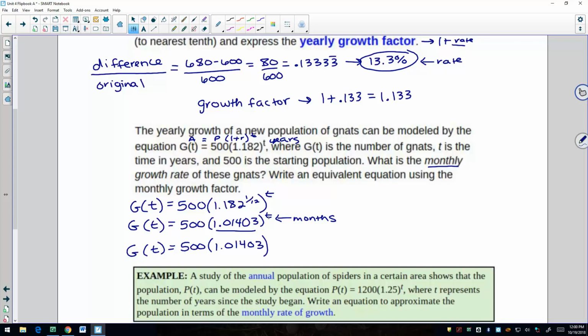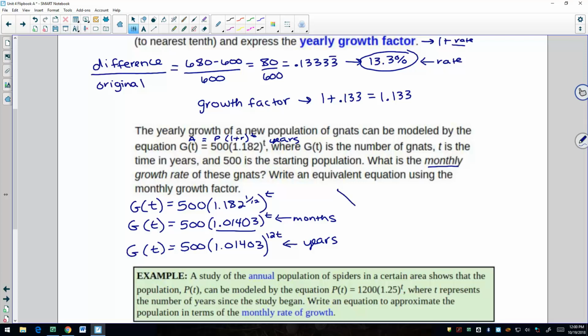Well, what would you multiply the months by to turn them into years? Well, you would multiply them by 12. So this would turn into 12t. So this is in years. So look at the difference. These are almost the same equations. They have the same starting, the same rate, but the difference is the t's. This one is in years, so it's 12 times the number of months. This one's in months, and so it's just t.